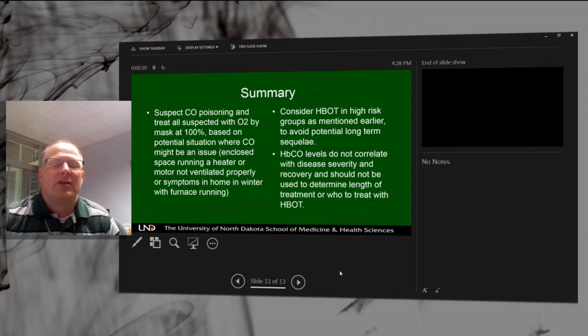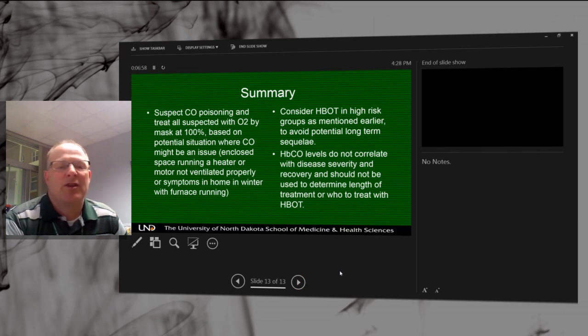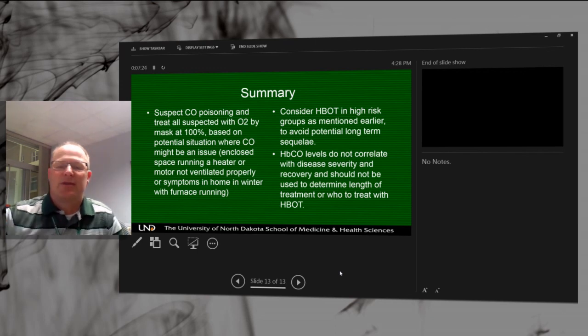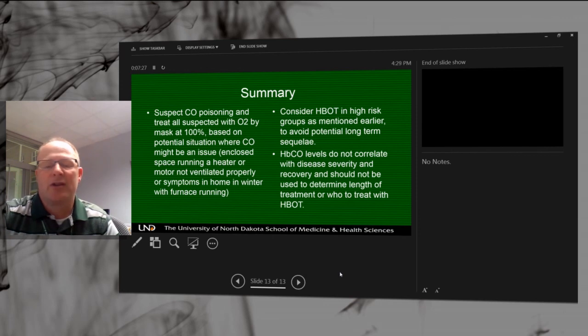So in summary, you should suspect carbon monoxide poisoning and treat all suspected with oxygen by mask at 100%. And based on the potential situation where carbon monoxide poisoning might be an issue, the decision to start with oxygen therapy should be initiated early. You should consider hyperbaric oxygen therapy in high-risk groups, such as those with neurologic symptoms, those who are pregnant, or have cardiovascular or neurologic disease. And carboxyhemoglobin levels do not correlate with disease severity and recovery and should not be used to determine length of treatment or who to treat with hyperbaric oxygen.